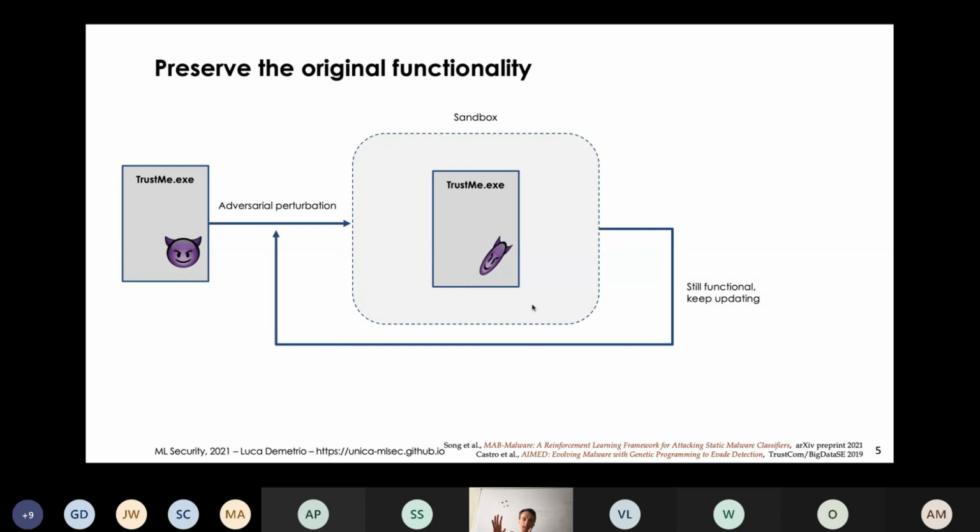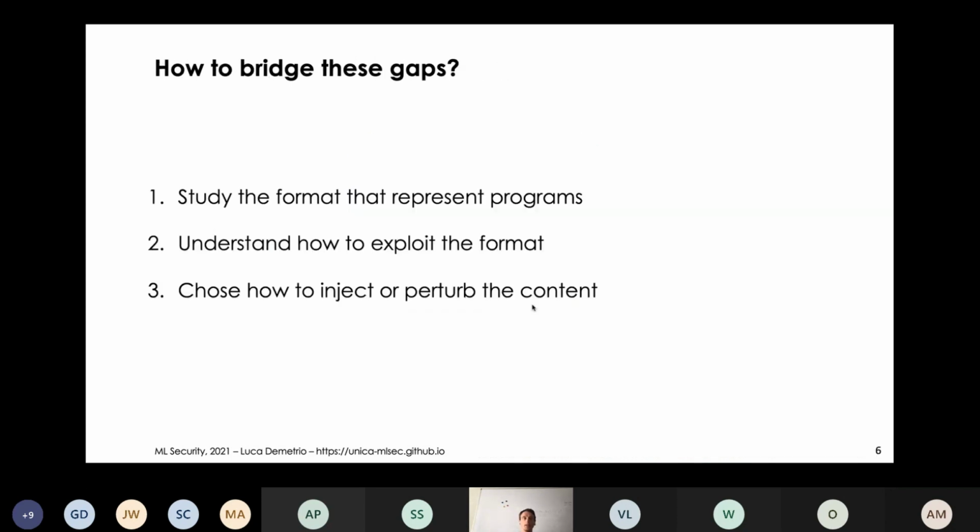the functionality, and the format. So what should the attack do, from the point of view of the attacker? I am the attacker and I want to infect this phone, but this phone has some machine learning. What should I do? First of all, I should study how programs are represented as a file. Because if I know that, I also know how I can exploit the format to my own advantage.